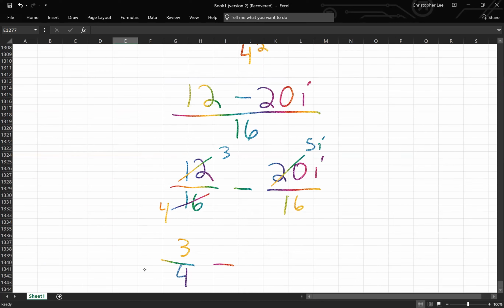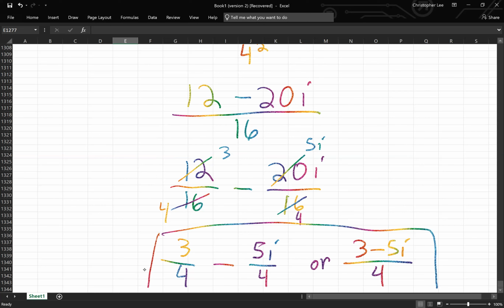So it's like 5i. Yeah, 5 times 4 is 20, so 5i is left over and then 4. So this should be 5i over 4. So yeah, that would be my final answer. Or you can write it as 3 minus 5i over 4, since they have the same denominator. So I would take either one of these answers for that.